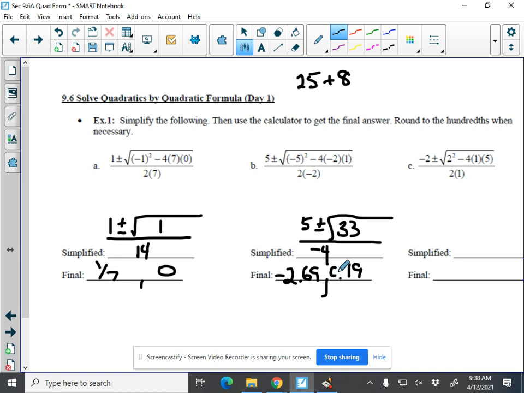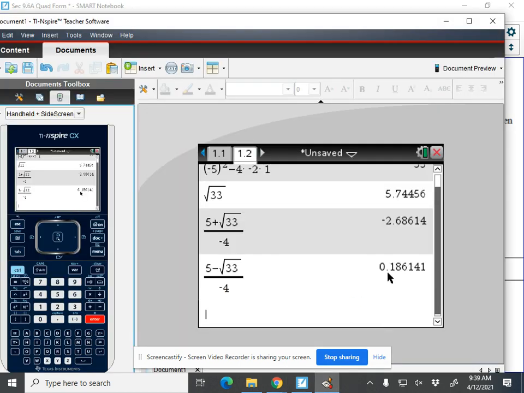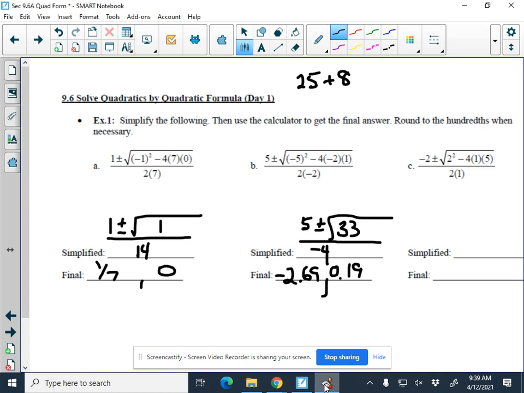Now, I know it's 0.19. A lot of people put the 0 on there. A lot of times I leave the 0 off, but it's 0 plus a little bit, right? And that's fine. If you put the 0, it's fine. If you don't, okay. So now this next one, we would have negative 2 plus or minus.